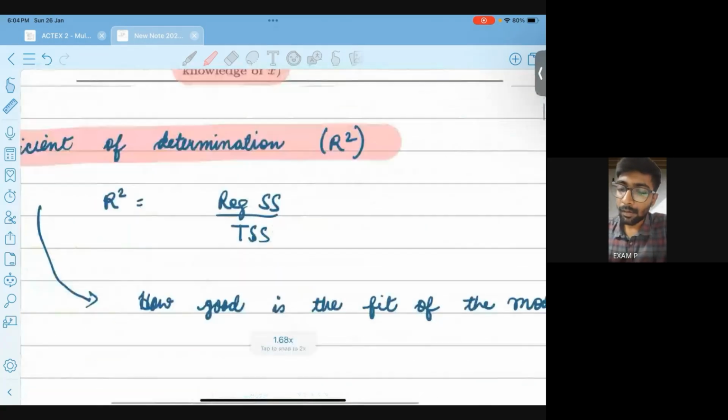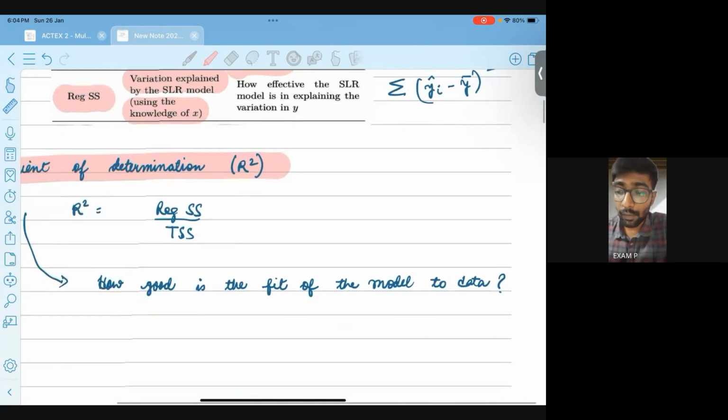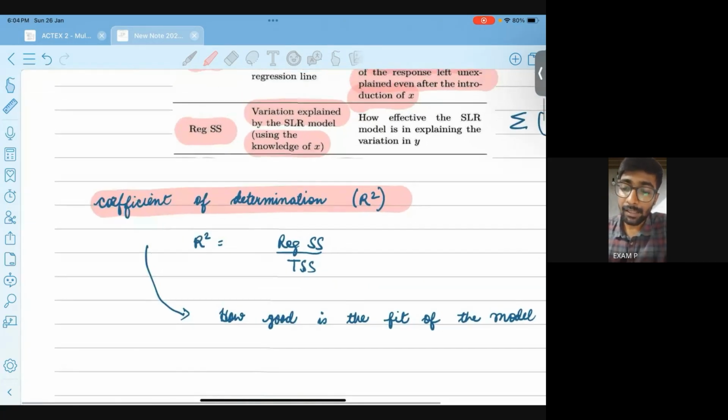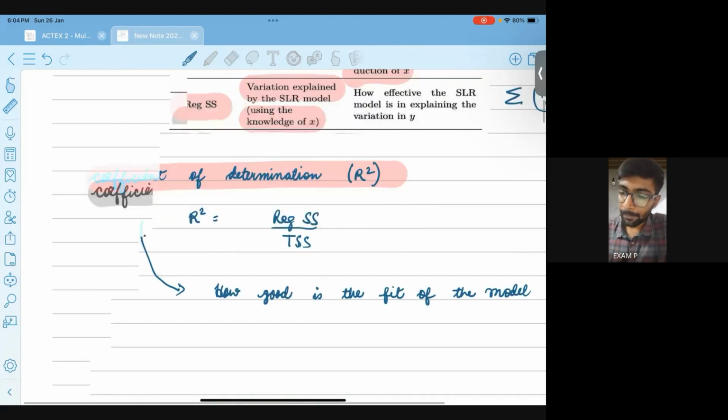Then another important metric that tells you how good the fit of the model is is called the coefficient of determination. That is represented as capital R square. It's the regression sum of squares upon the total sum of squares. So it's the proportion of explained variance in your total sum of squares. How much of the total sum of squares can the model explain? That is what this is doing.